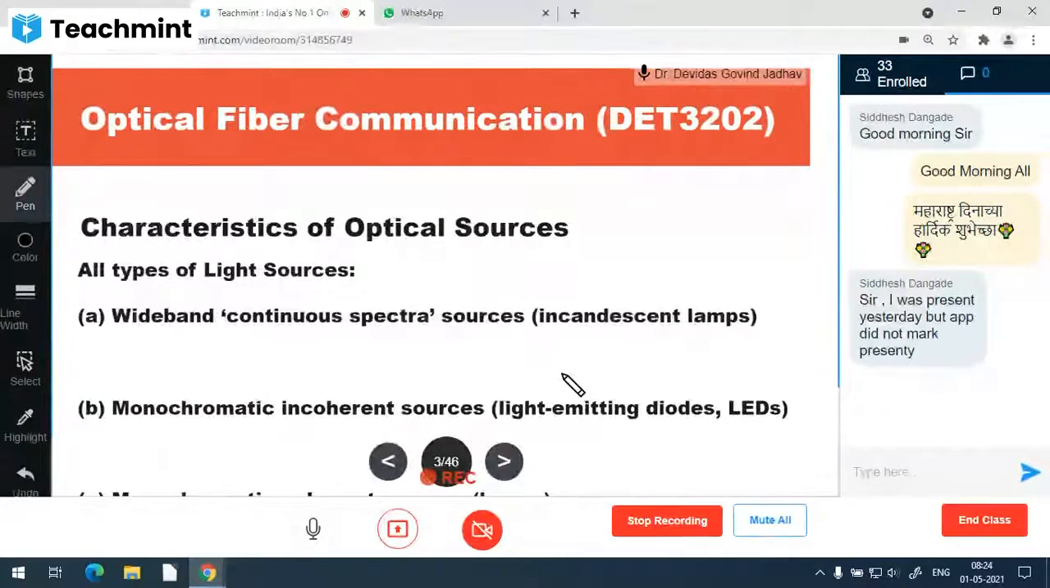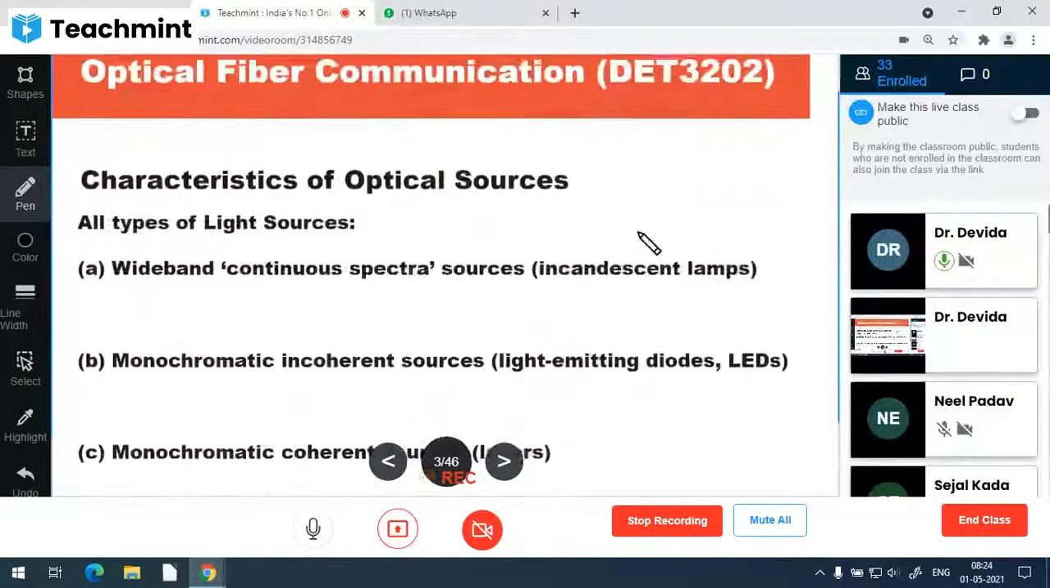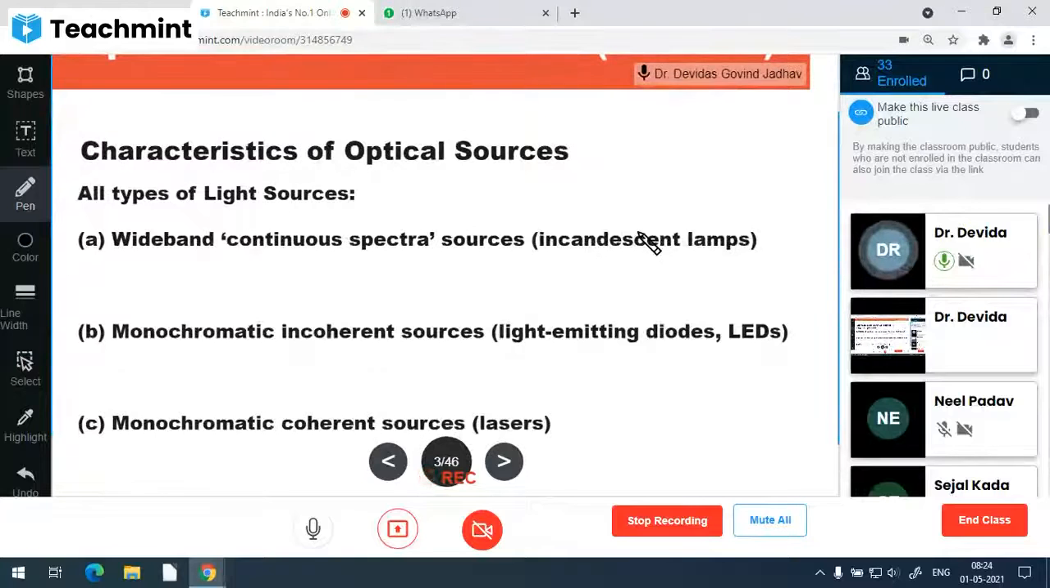Very fast we'll rewind this. We'll again visit these slides because we have discussed this already.